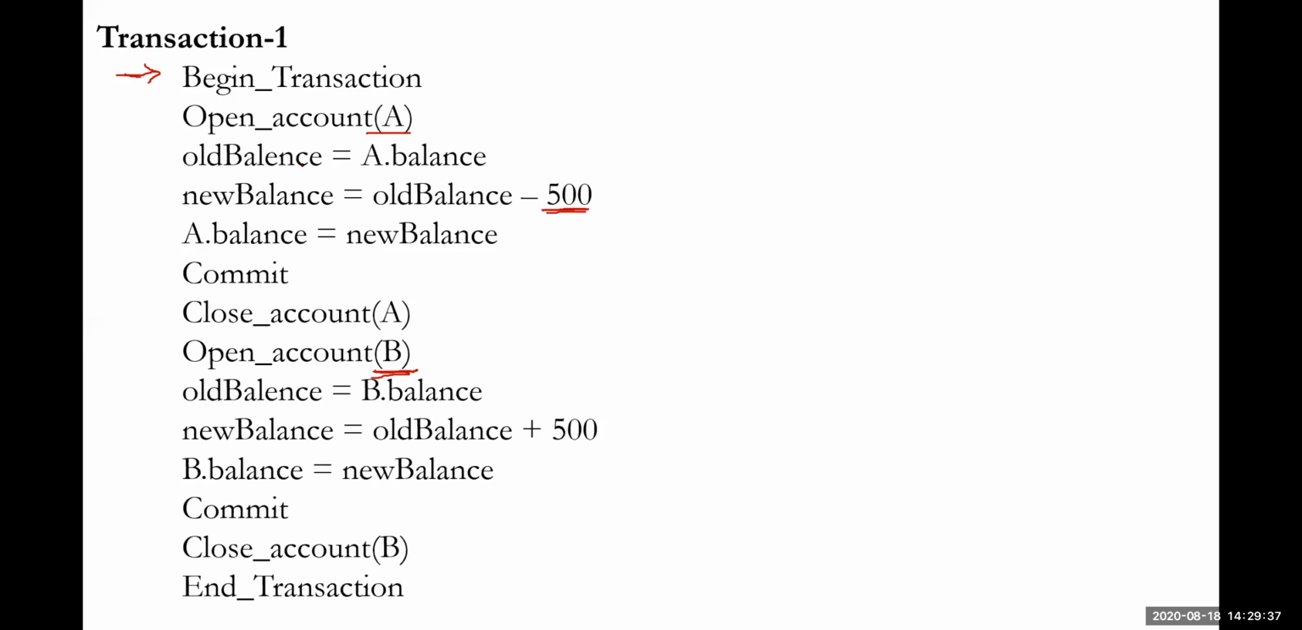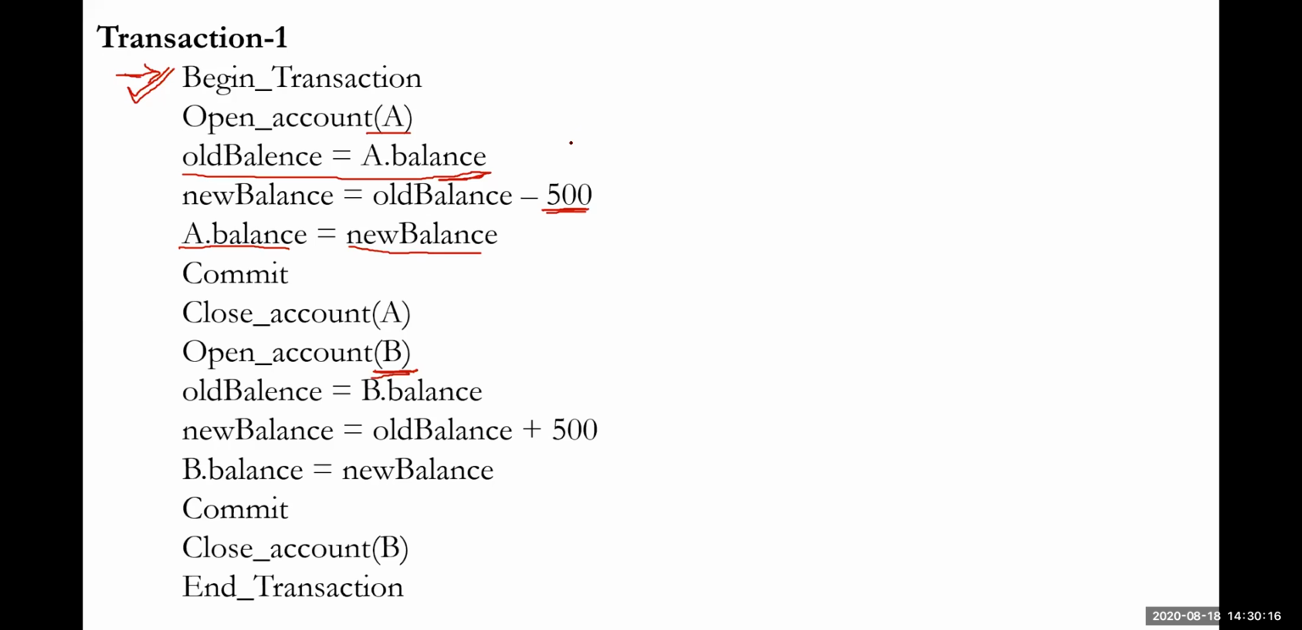What exactly are we trying to perform here? You begin your transaction, open your account, and take A's account balance into a local variable, old balance. Now new balance will be equal to old balance minus 500. Whatever balance already exists, deduct 500 from it and then update. So A.balance equals new balance is the update. Old balance equals A.balance is the selection. Select.